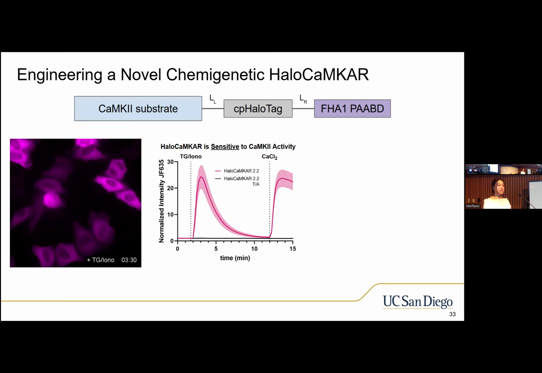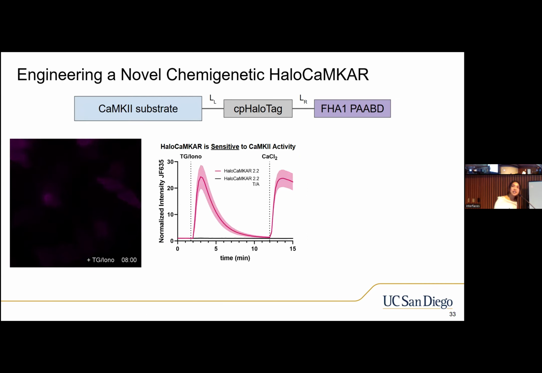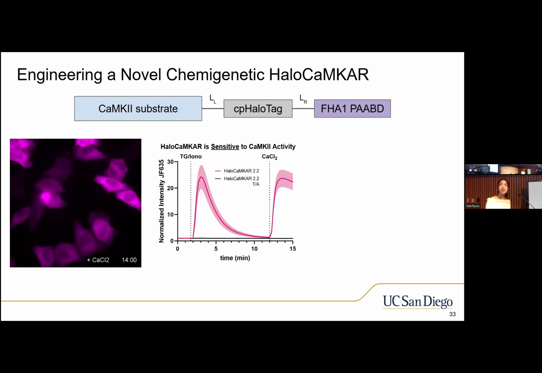So to our excitement, this gave us a very sensitive chemogenetic CAMK2 sensor, and Halo CAMCAR responded with a very high dynamic range of nearly 30-fold change, or around 3,000%, upon CAMK2 stimulation compared to the kinase dead control here. And I'd like to note that this nearly 30-fold dynamic range is the highest biosensor range that we've heard of to date, which makes it really sensitive to small signaling changes. So we're very excited for this.